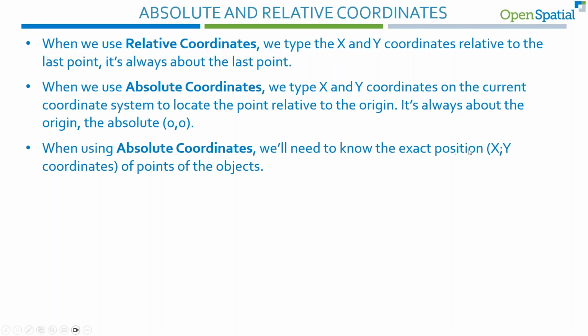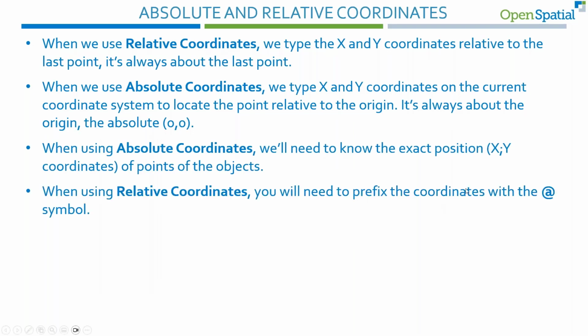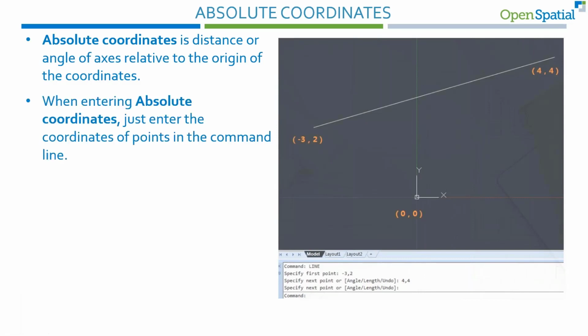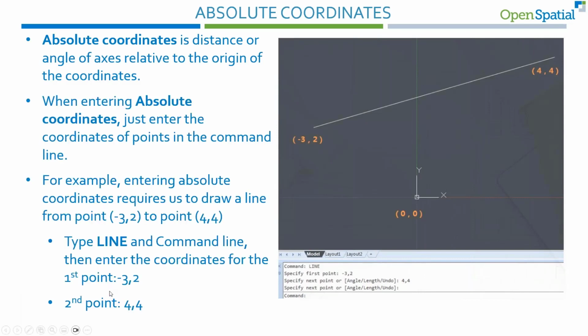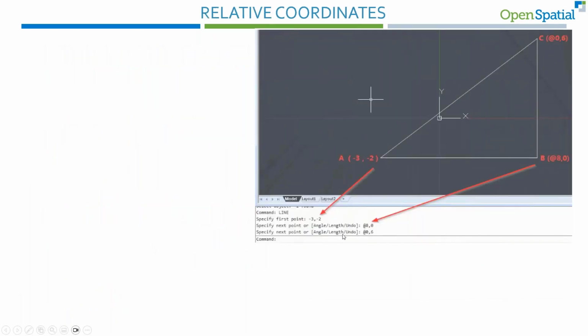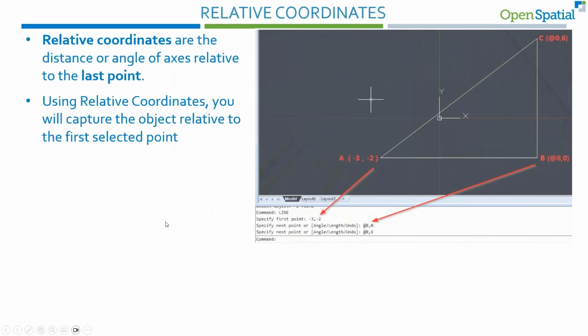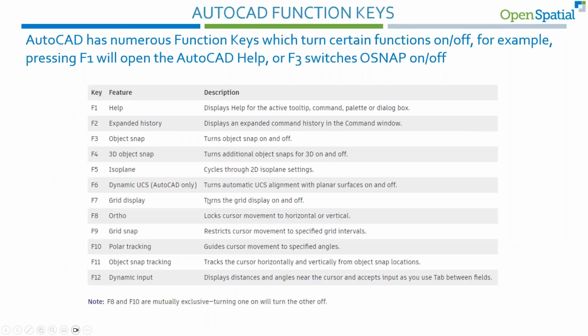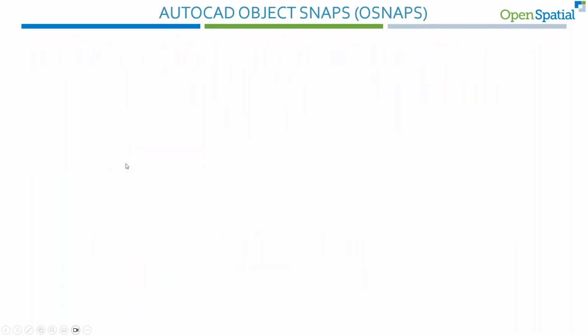So absolute, you need the exact position. Relative, you put an at sign in front of it, and then you can do the offset on there. So there's an example to the origin. When you do absolute, you just type that in. So -3,2, etc. And then you can do the offset of this. So I'm not going to go into too much detail on the selection point. So that's some of the information on how you can draw the offset. Function keys, so there's a lot of them. F1 expands your help, object snap, etc., that we can work with.